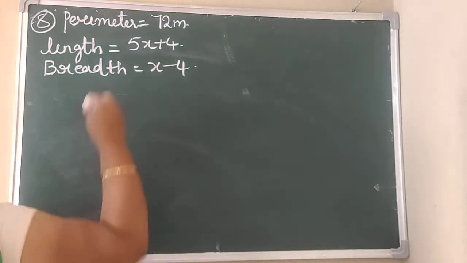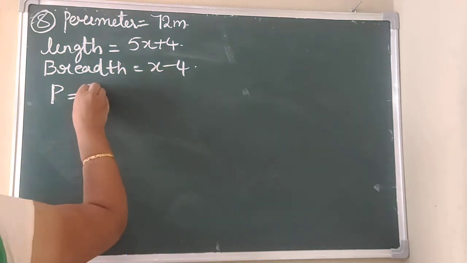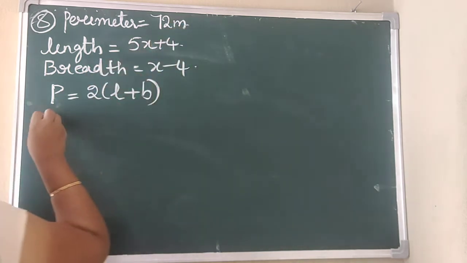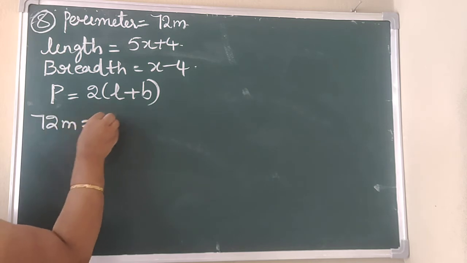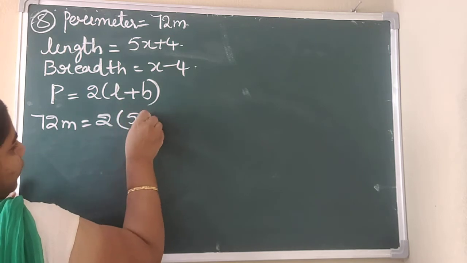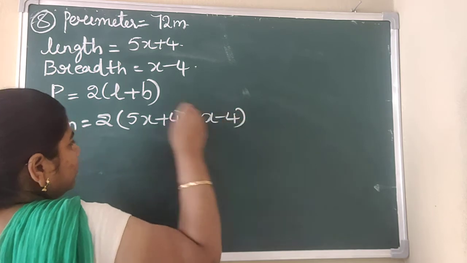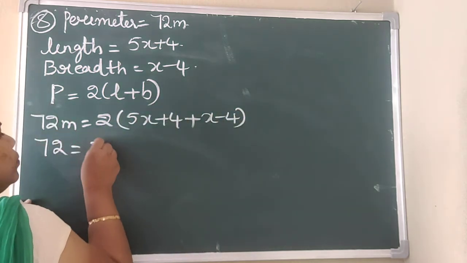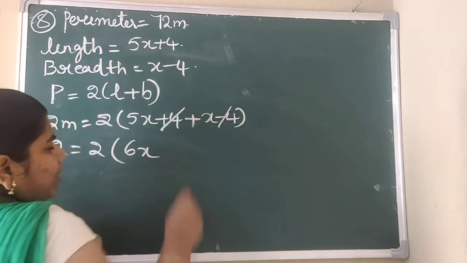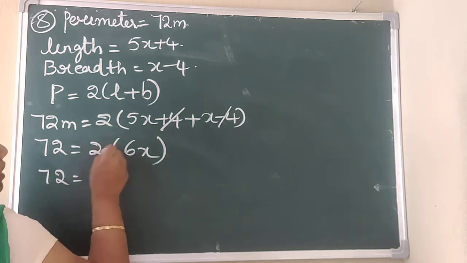So we have to find the length value and breadth value. For that we have to use a perimeter. So we know that the perimeter of a rectangle formula is 2 into L plus B. So here P value already they have given as 72. So 72 meters is equals to 2 into the length value is 5x plus 4 plus breadth value is x minus 4. So 72 is equals to 2 into 5x plus x is 6x plus 4 minus 4 will get cancelled. That will become 0.